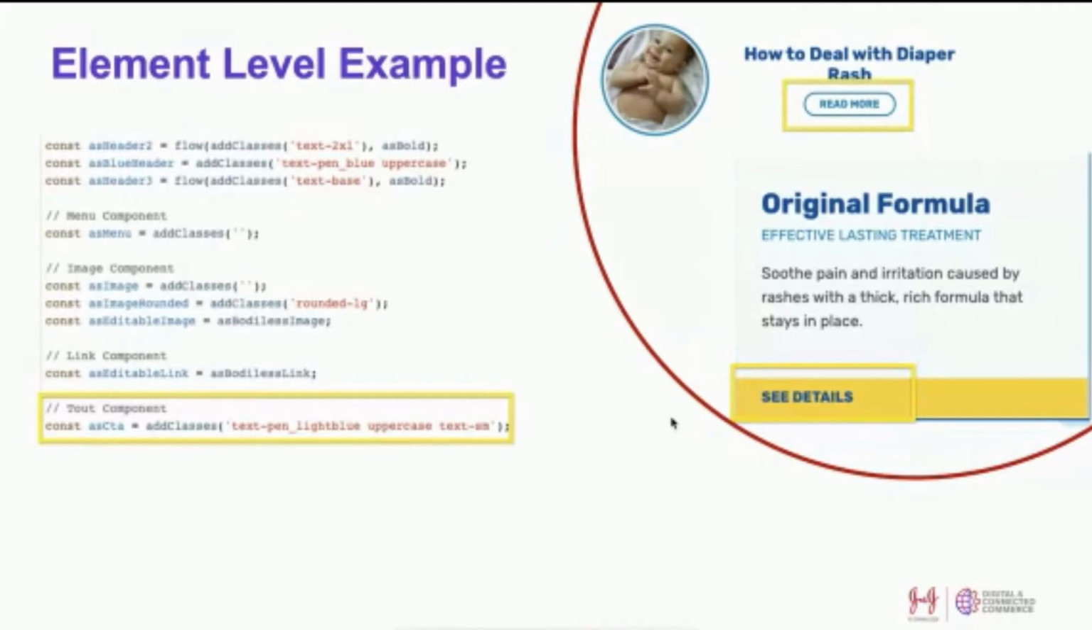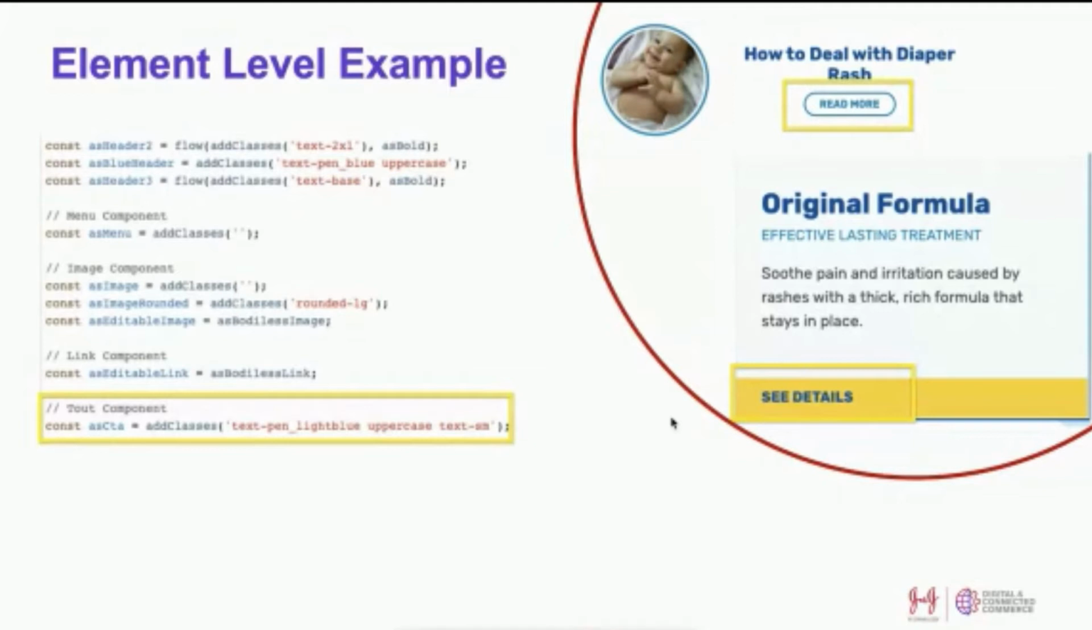And so here's an example of how we started to build out our components to enable this tokenizing of large components. So this is a tout. Some people call it a card. I'm sure there are lots of other names. It was called a taco for a while at J&J. It's a column, right? It has an image, it has a title, it has a little blurb, and it has a call to action.